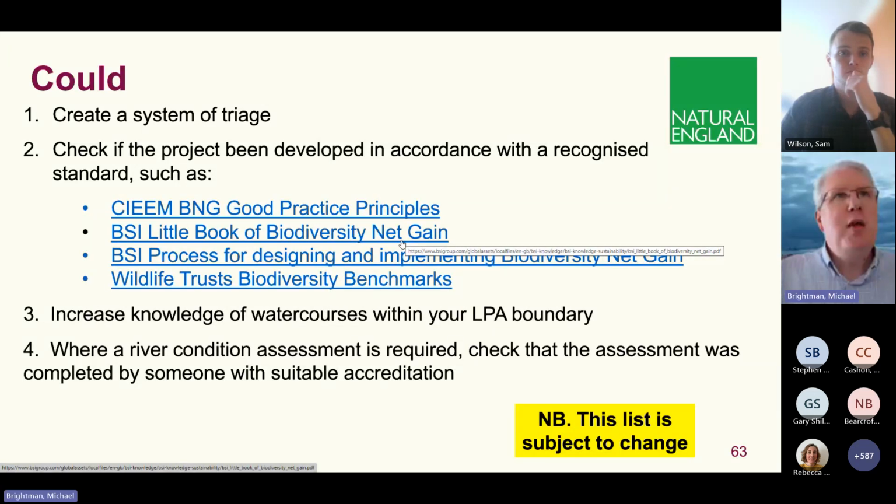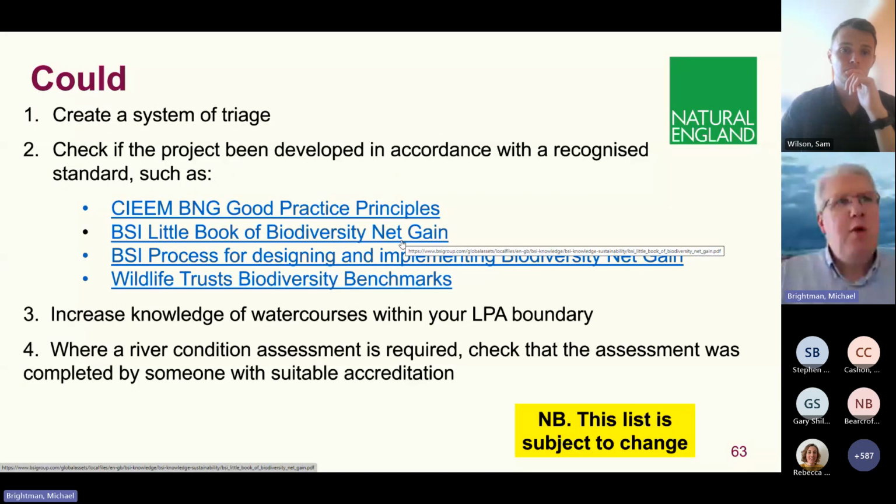You could also check if the project has been developed in accordance with a recognised standard. As an example, you have the CIEEM Biodiversity Net Gain Good Practice Principles, which is in the public domain and free of charge. There's also the British Standards Institution, but a payment is required for that guidance, and therefore it may be that some developers aren't fully aware of that. And there's also others such as the Wildlife Trusts' biodiversity benchmark.